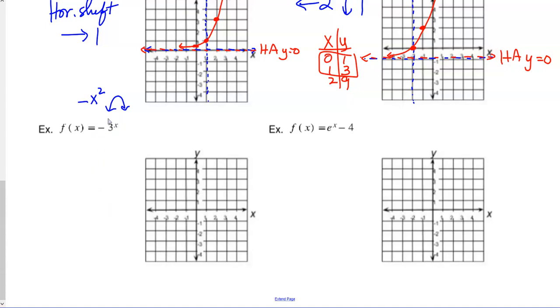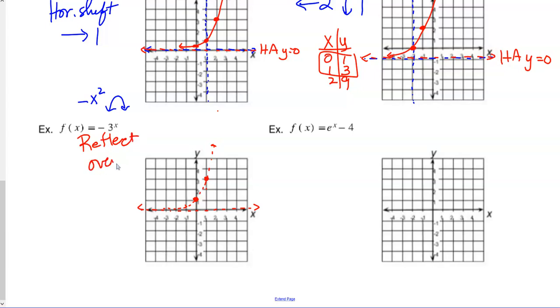Alright, so now I have my original exponential. So here's my horizontal asymptote, and I'm going to dot the original exponential. Whoops, at 1, 3, we'd have 2, 9, and we have 1/3. So this is my original 3 to the x exponential. Now, remember that with a negative in front, I am doing a reflection over the x-axis.